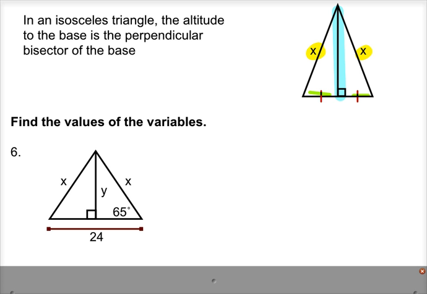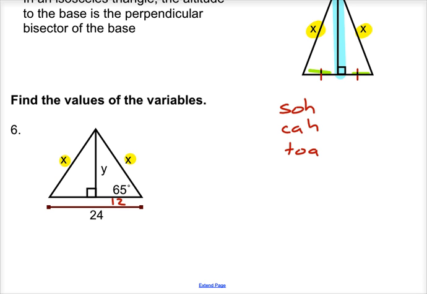So problem number 6, find the values of the variables. Based on what I just said, I see that this is an isosceles triangle, and I see that y is the altitude. So the base of 24 I know is going to get bisected, and each side is going to be 12. So if I want to find the values of x and y, I'm going to write down my phrase SOHCAHTOA. And let's see what's going to happen.